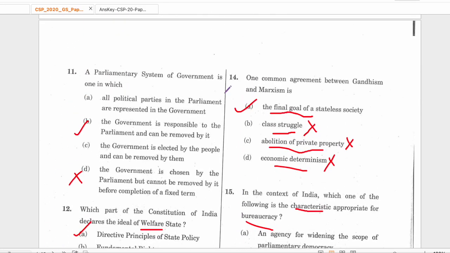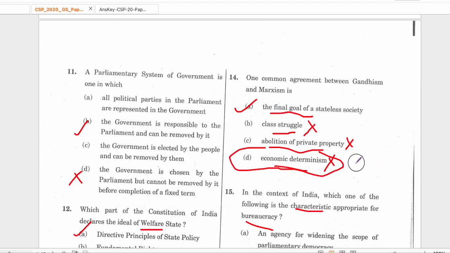Question number 14, tough question. One common agreement between Gandhism and Marxism is the final goal of a stateless society, class struggle, abolition of private property, economic determinism. Economic determinism, which is also called dialectic materialism, where Marx had given a kind of evolutionary theory in which he talked about the evolution from master and slave society, and slowly the feudal, the capitalistic, the socialistic and the communistic society. And he talked about the factors of production, so means of production and factors of production.